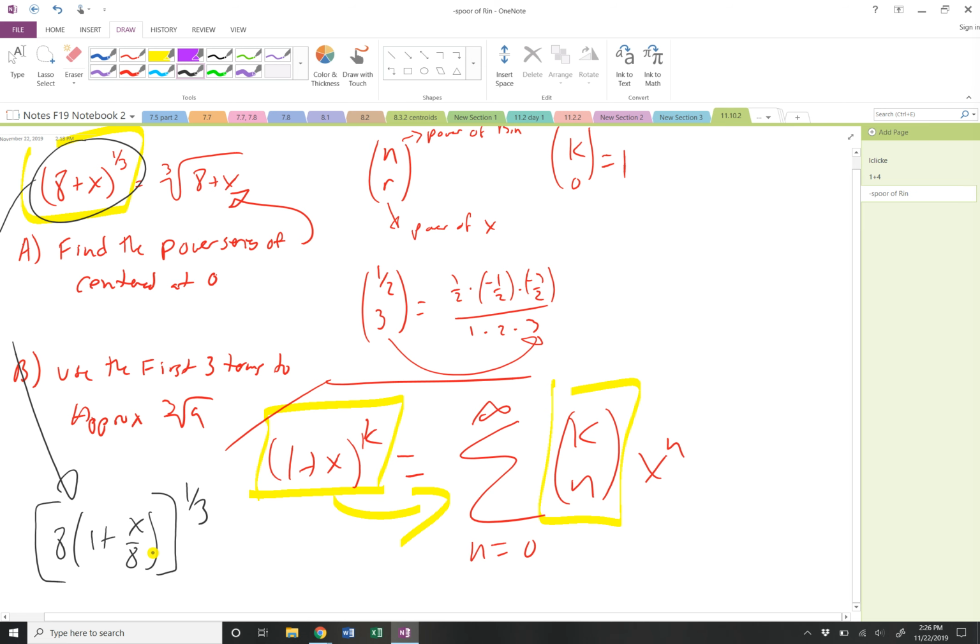So the binomial theorem is set up so that this first number has to be a 1. So you need to be able to rewrite this so you have a 1 to work with there. So factor out an 8 and rewrite it this way. And then before you apply the binomial theorem.